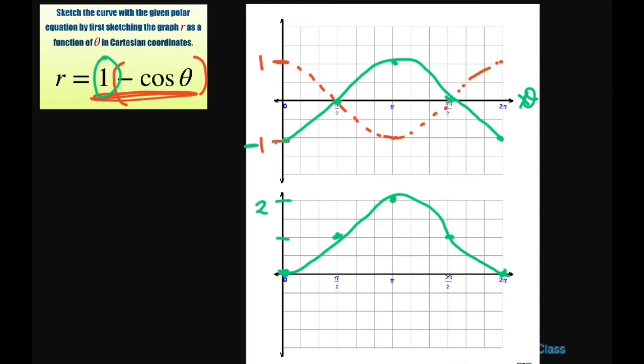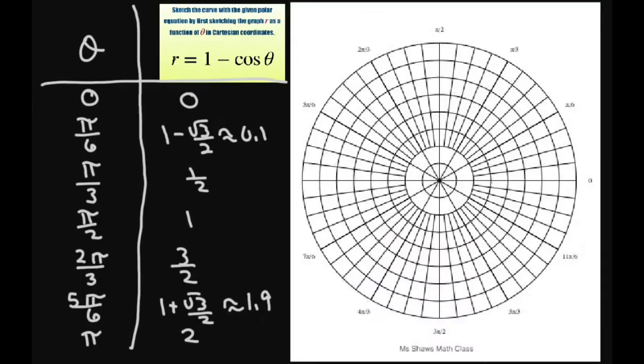All right, so there's your graph of r as a function of theta in Cartesian coordinates. Now we're going to sketch it given with the polar equation. For this one, this is going to be a cardioid. It's with cosine, so that's a clue that this is going to be symmetric to our polar axis, and we can graph accordingly.